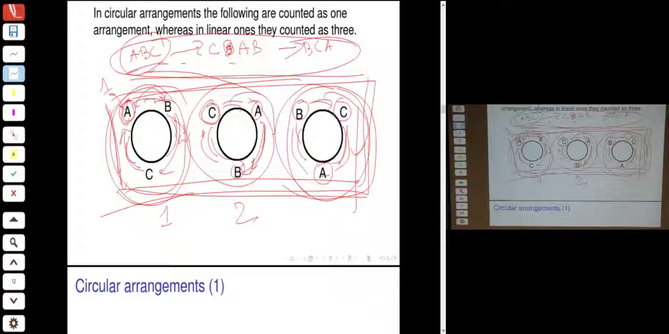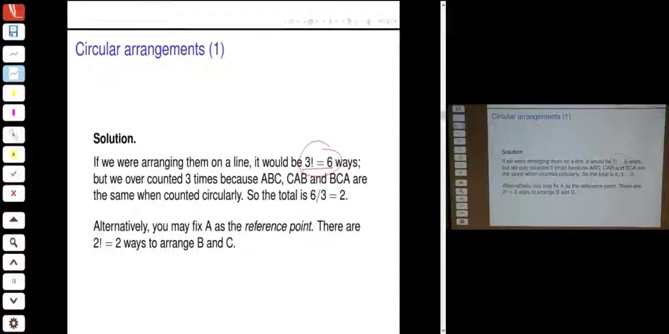So if you look at the table from the point of view of one particular guest, there are two other guests who could be arranged in 2 factorial different ways. So the total number of circular arrangements should be just 2 factorial ways of arranging B and C, which is 2, the same as here.